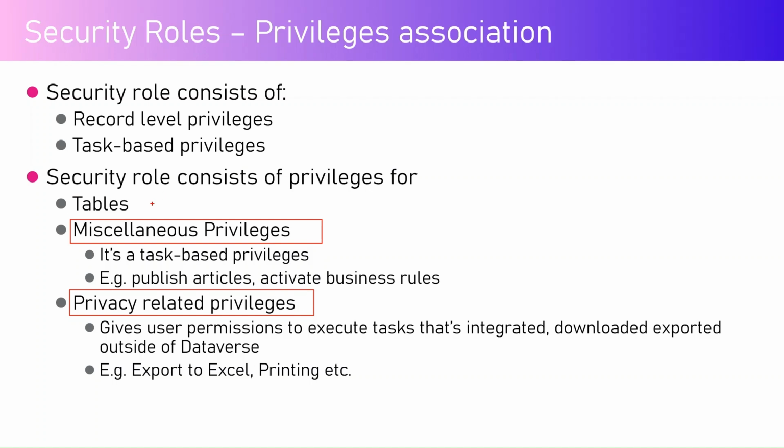Now if you want to set permission at a record level, you use the table level permission, right? But if you select the record, and then you want to do an export to Excel, just as an example, then privacy related privileges will come into the picture. So anything which is doing an action on specific data, privacy related privileges will come into the picture. If you want to print a document, then there are task based privileges. For example, if you want to activate a business rule, activate a workflow, or publish an article, then the miscellaneous privileges will come into the picture.